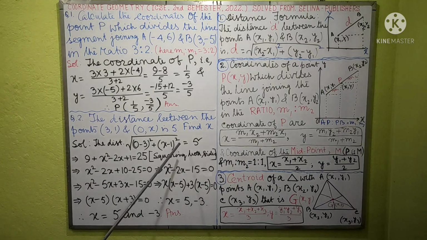So the value of x, as asked, is 5 and minus 3. This is all about these two problems.